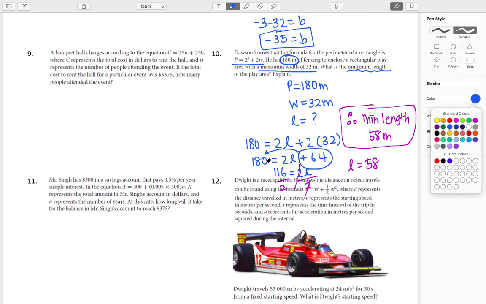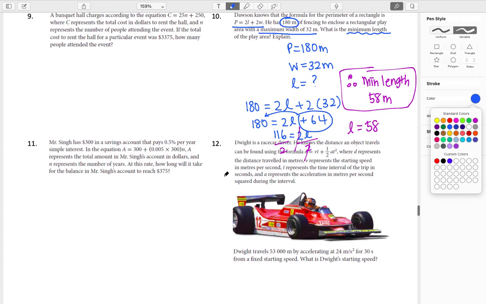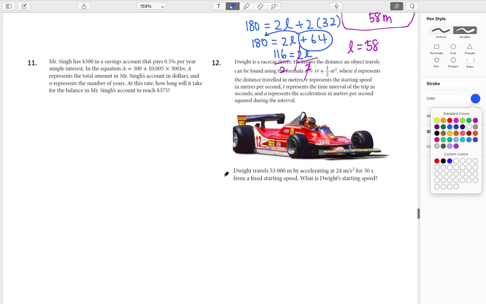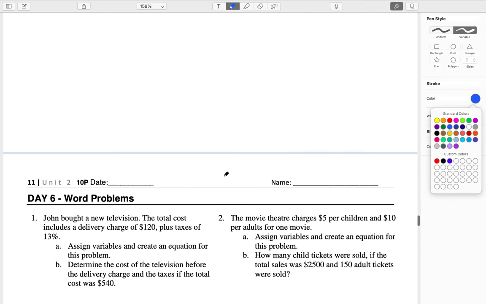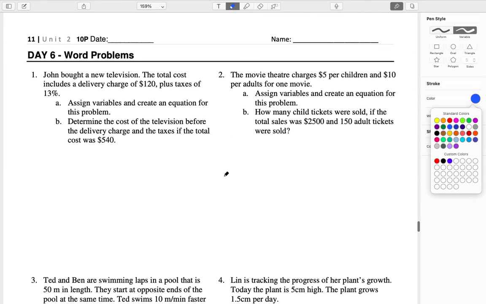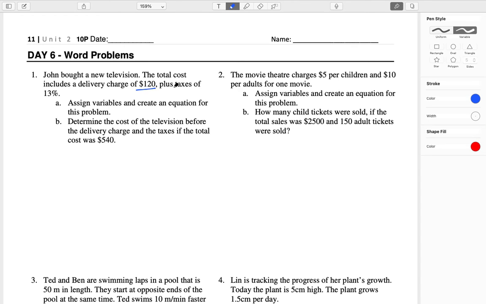So it's the same idea here. You will work on these word problems. Now let's try some more challenging word problems here. Okay, so number 1. John bought a new television. The total cost includes a delivery charge of $120 plus taxes of 13%. So create an equation by having a let statement. So let's start with that.